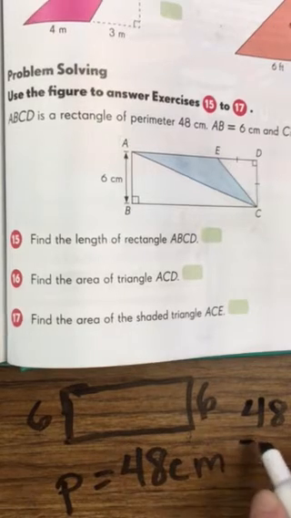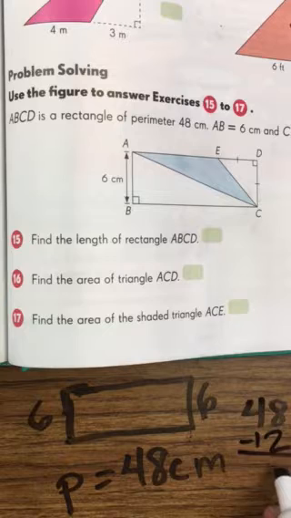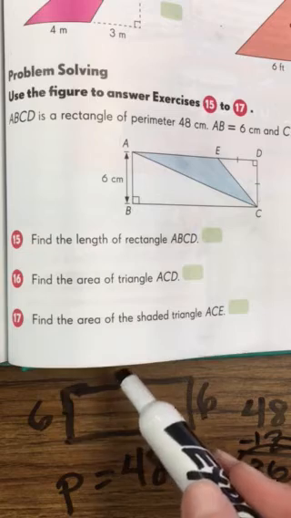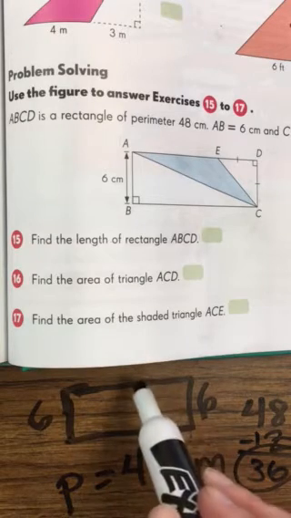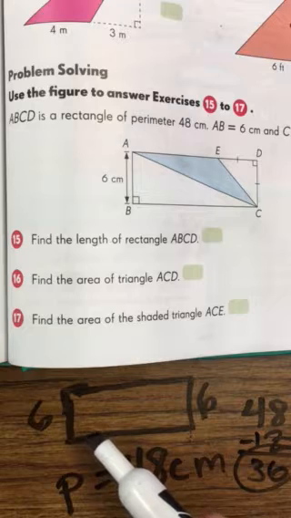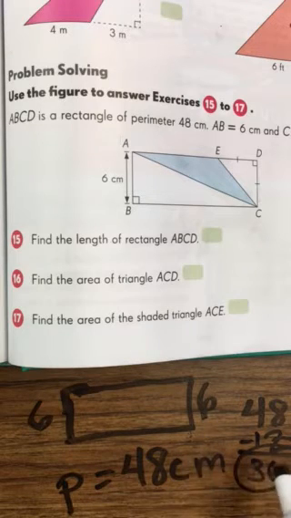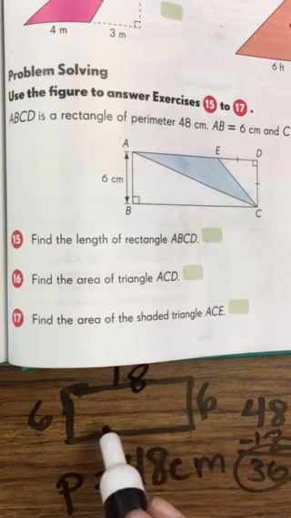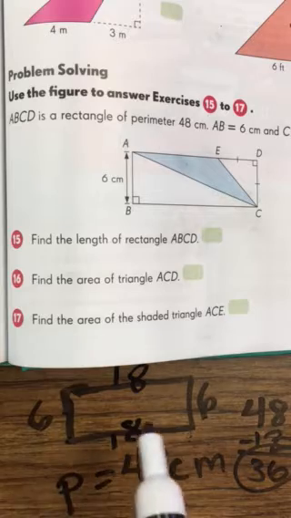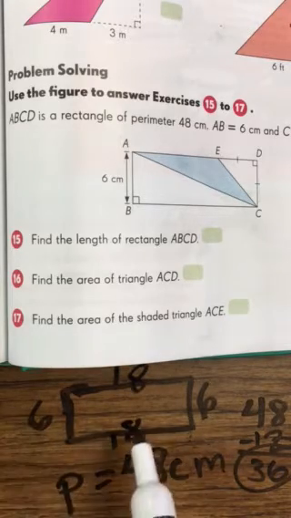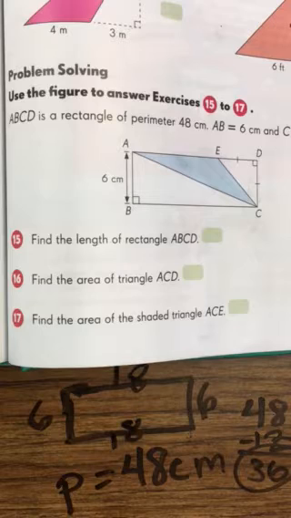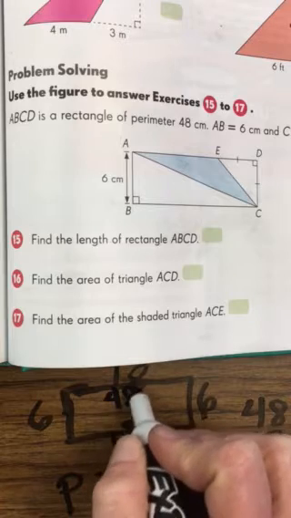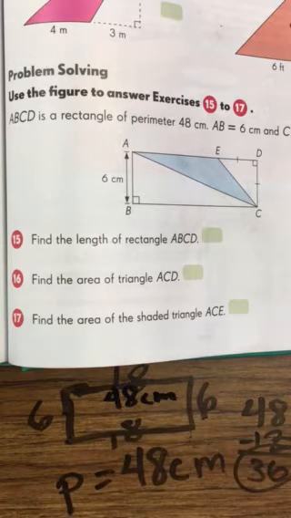So 48 minus 12, and do that math there, leaves me with 36. So that means that my remaining values for the length need to be the total of 36 centimeters. So I can just take that 36 and split it in 2, and that gives me 18 here, 18 here. And to find the perimeter again, I would add up the lengths on all sides. Okay, so altogether that should equal 48 centimeters. So now I've got my perimeter in place.